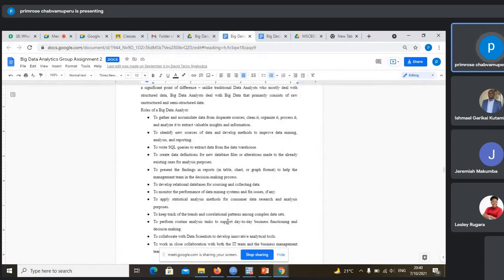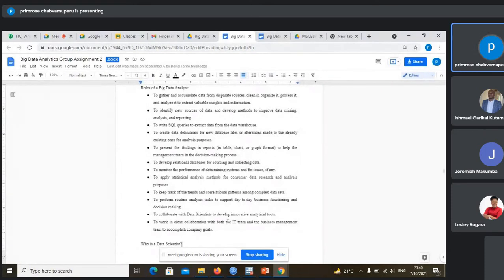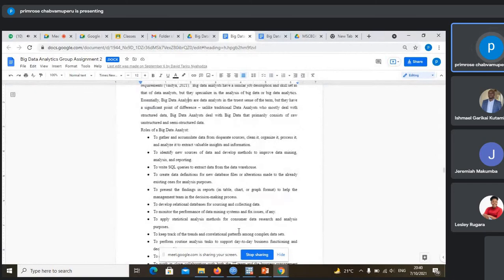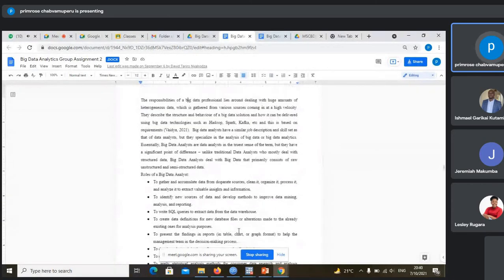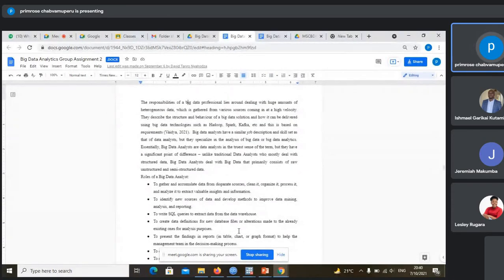To perform routine analysis tasks to support day-to-day business functioning and decision-making. Then to also collaborate with data scientists to develop innovative analytic tools. Then lastly, to work in close collaboration with both the IT team and the business management team to accomplish company goals. So I think these are the roles of the big data analyst. So I think it's just right.